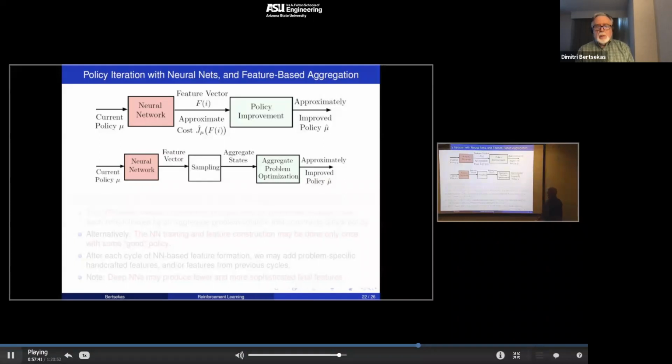Now, suppose I bring in aggregation into this picture. How would it work? Again, I want to generate a sequence of policies. From the current policy, I have the neural network producing a feature vector, but instead of using this feature vector to obtain an approximate cost function, I sample this feature vector for representative values, for representative features. And I obtain an aggregation framework which I can solve to obtain a new policy from the aggregation problem. This is going to be different than that and potentially more powerful.